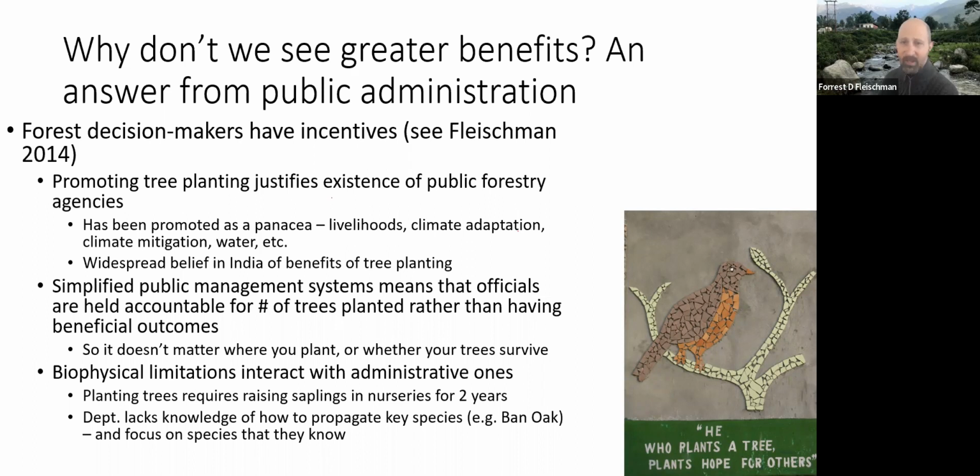There's also a very simplified public management scheme where local officials, forestry officials, are held accountable for the number of trees that are planted, but they're not held accountable for having beneficial outcomes in the long run. So oftentimes it doesn't matter where you plant your trees or whether your trees survive. It just matters that you planted the requisite number. Maybe it matters if they survive for a few months, so when your supervisor visits, they can see that you actually planted the trees. But it doesn't matter what happens 2, 3, 5, 10 years out.